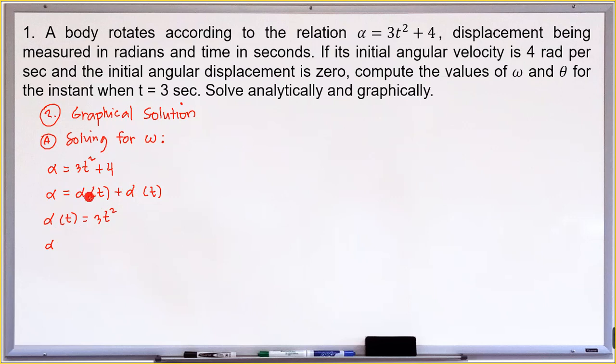Okay, so this is alpha 2, alpha 1. So this is alpha 2. Alpha 1 is the constant. Again, this is the constant function, and then this is the second degree function.